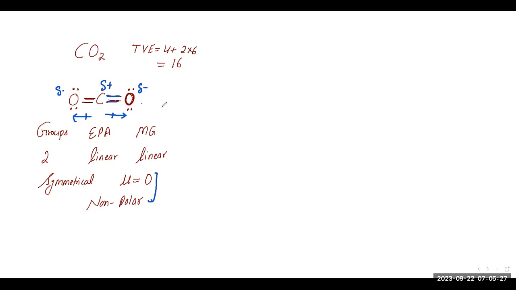So what is the net magnitude? Mu equals 0, right? So the net dipole moment of this molecule is 0. So molecule is non-polar because all the dipoles are equal in magnitude and pointing exactly opposite to each other. The vector sum will be 0. Okay. Now let's do another example.